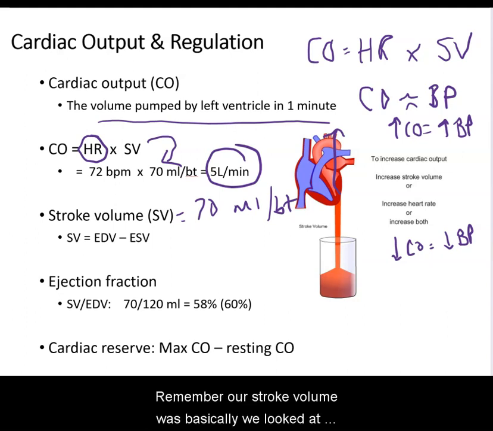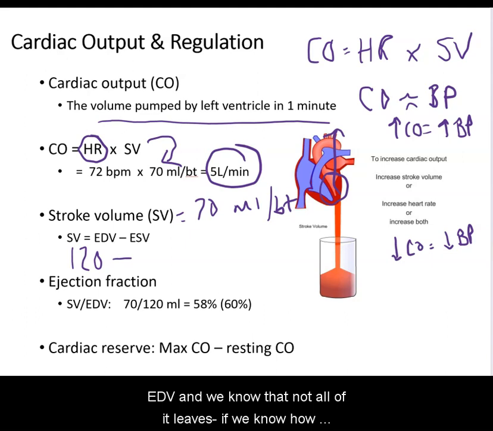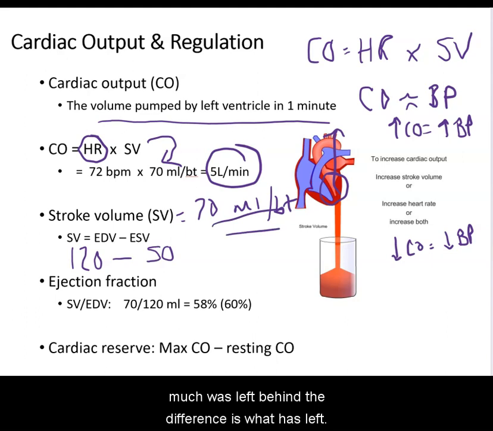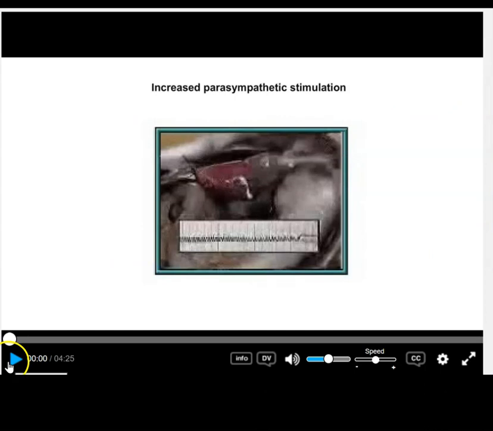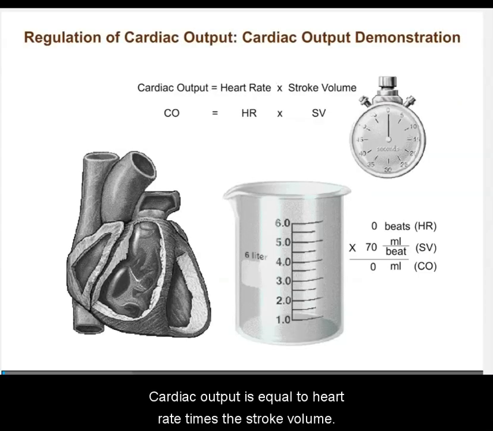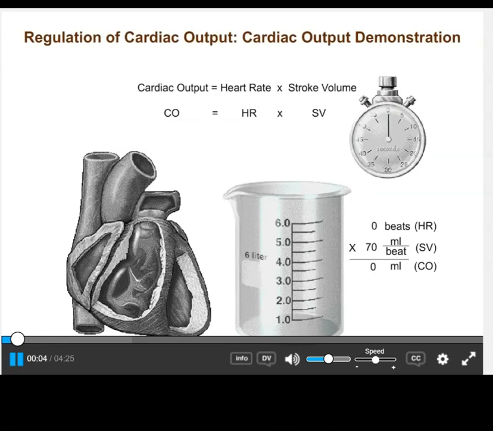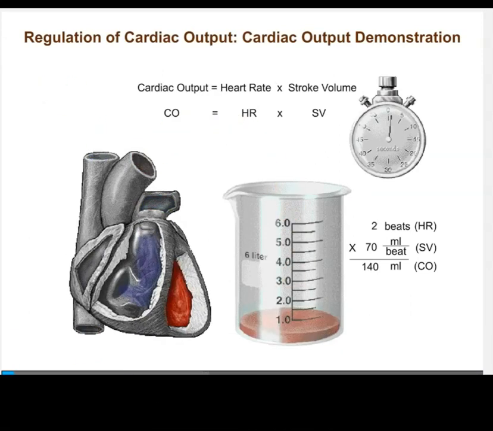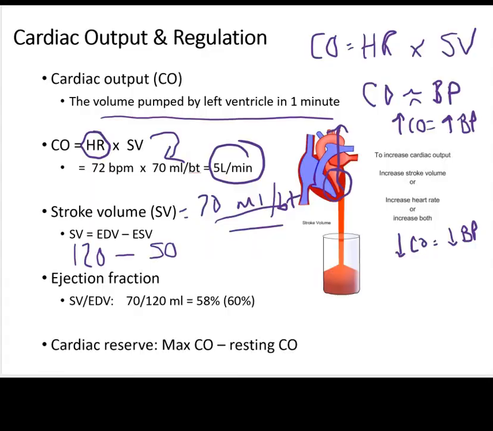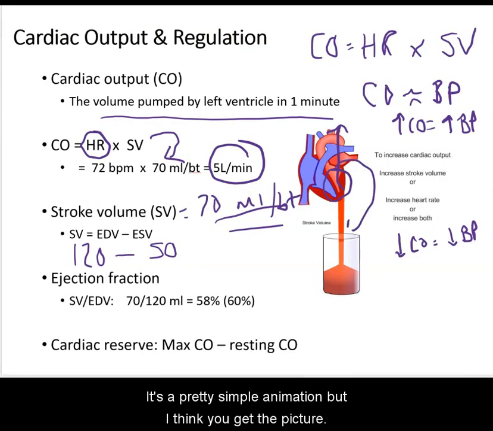Remember, our stroke volume was basically, if we looked at how much blood was in our heart before it contracted, the EDV, we know that not all of it leaves. If we know how much was left behind, the difference is what has left. So here's a short little video from Interactive Physiology that I think kind of shows you cardiac output. Cardiac output equals the heart rate times the stroke volume. It's a pretty simple animation, but I think you get the picture.